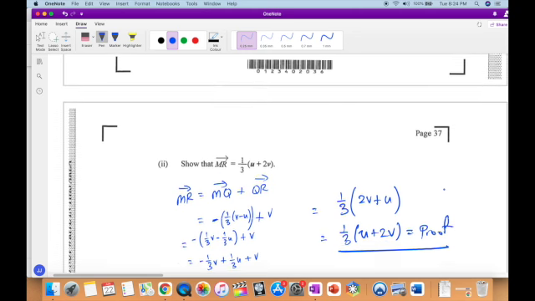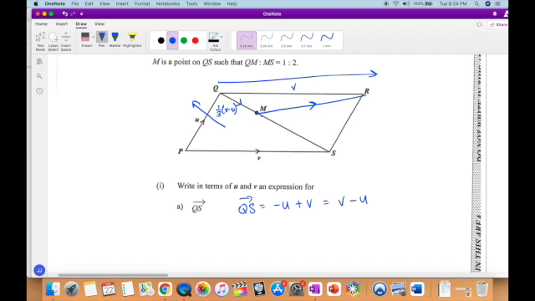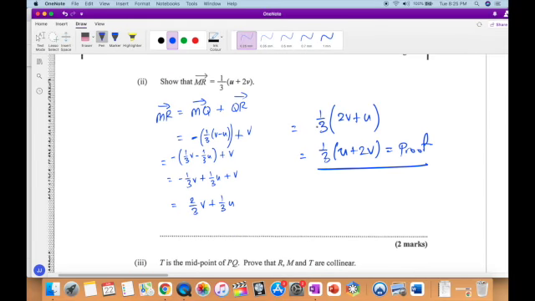I decided to use what I already had. I could have used MS plus SR, but I didn't know what MS was, and I would have had to find MS. However, if we did it that way, and if you did it correctly, you would have gotten the same answer as well, right?